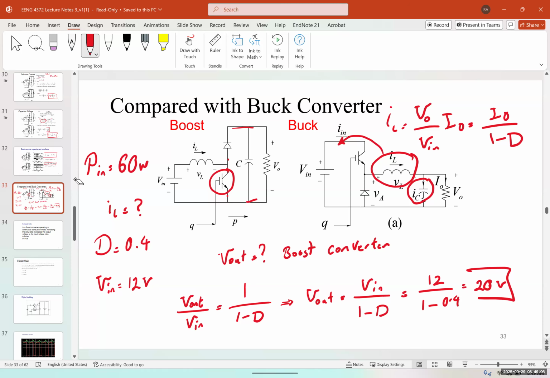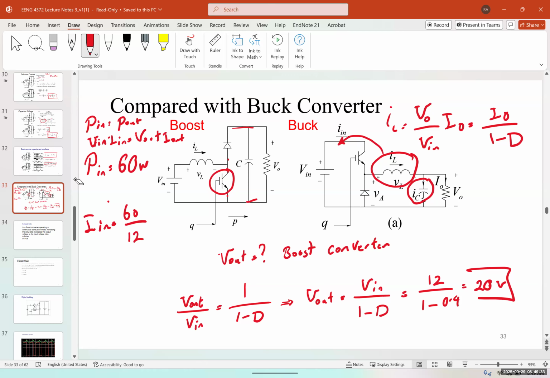Okay. So as we know, Pin is equal to P out. So Vin Iin is equal to V out I out. So if Pin is 60 watts, Iin would be equal to 60 over its voltage 12, which gives us 5 amps. I would immediately know that IL is equal to Iin, which is 5 amps. I don't even need to calculate it because it's an ideal situation.